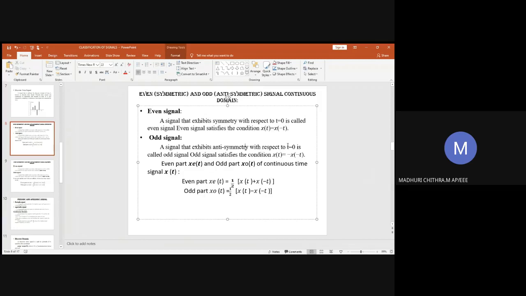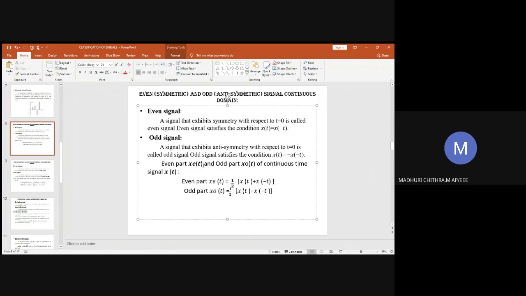Anti-symmetry with respect to t equal to 0 is called an odd signal. Odd signals satisfy the condition x of t equal to minus x of minus t. That means it is an anti-symmetric signal, so both sides are not equal. Here we can see that x of t equal to minus x of minus t.